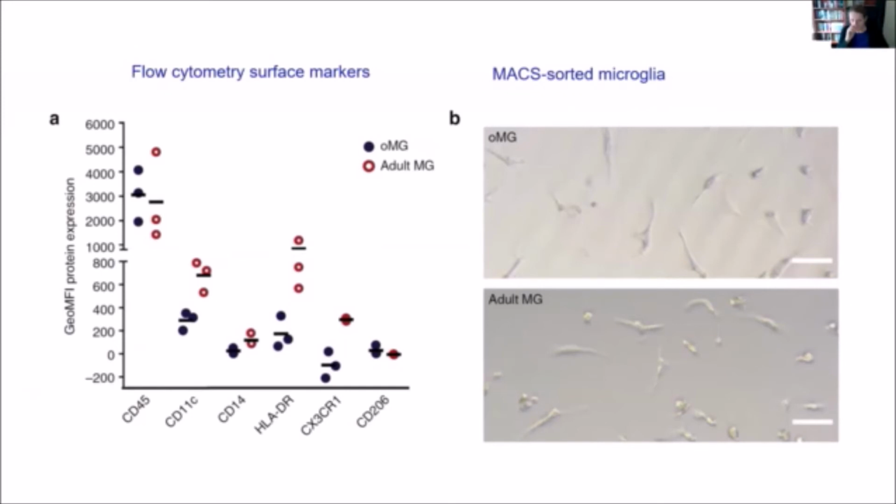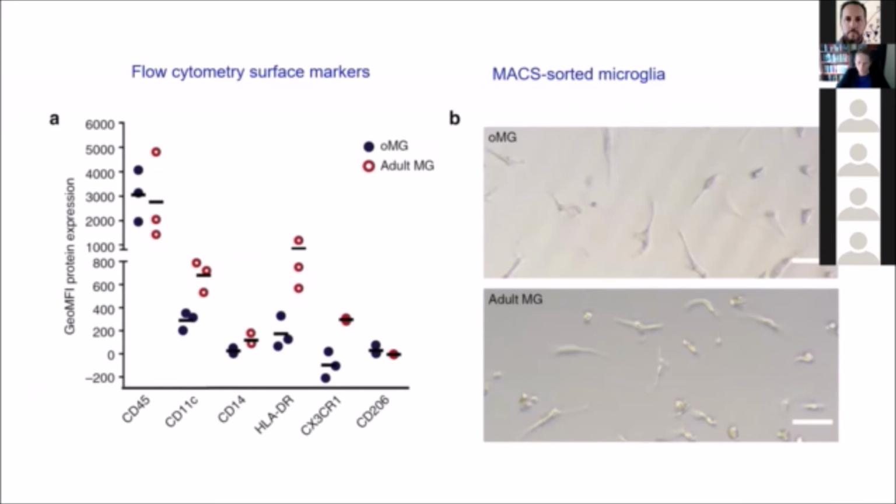So we also checked whether these glial cells, these microglia cells, can also phagocytize. And we also checked what kind of proteins are expressed, because all the data so far that I showed here is all based on RNA, but we also did flow cytometry on surface markers, and you see CD45, CD11C, all kind of markers that are expressed on the adult microglia are also expressed on these microglia that are derived from these organoids.